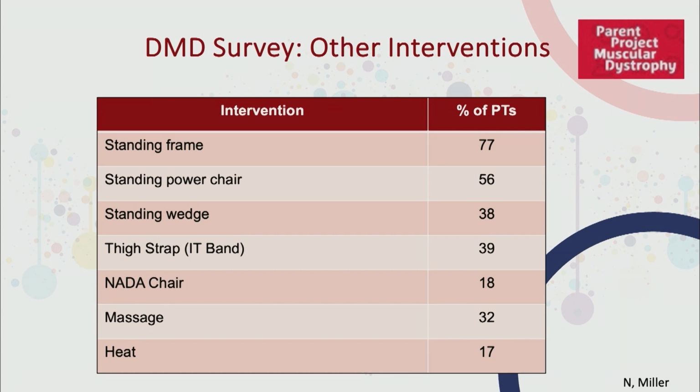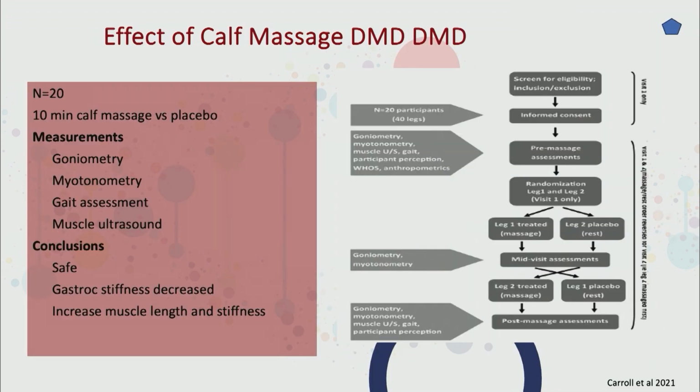When we looked at the surveys, however, standing frames were recommended by 77% of PTs, but there are other interventions also recommended for the management of musculoskeletal health, and one being massage. And I like to bring this study out because I really like when people think outside the box. It's something that parents ask us. So Kate Carroll's group in Australia did a nice job looking at 10-minute massage, and did that help?